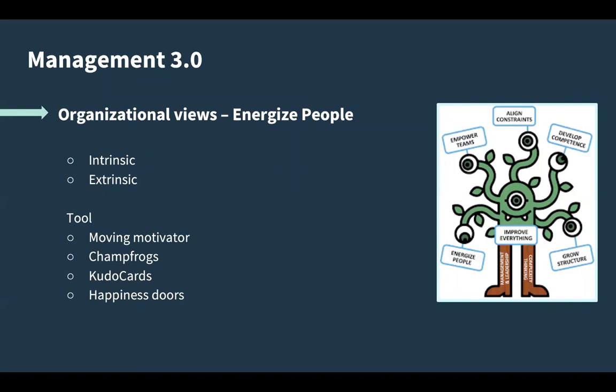The CHAMPFROGS is a model that deals with motivation in work life. It consists of 10 motivators that are either intrinsic, extrinsic, or a little bit of both. The intrinsic motivators are those that have to do with fulfilling our basic desires. And extrinsic motivators are all about things like bonuses or payments.